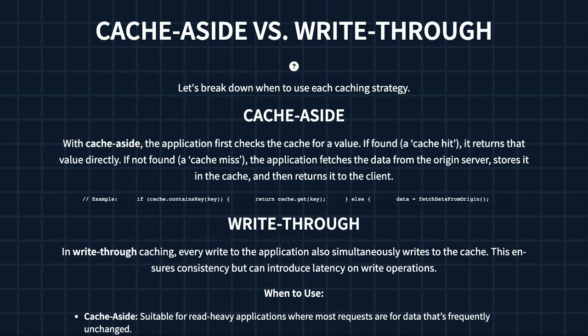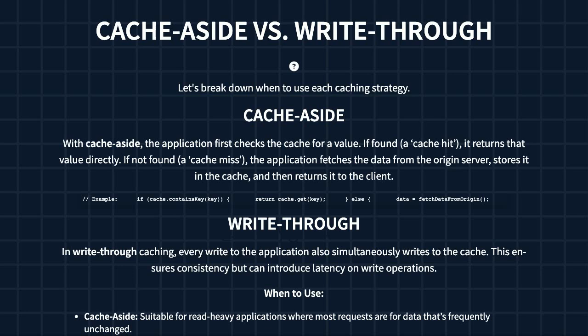With this method, every time you update something like a product price, that change gets written both to your application and immediately to the cache. This guarantees that everyone sees the most up-to-date information, but it can slow down your writes a bit.